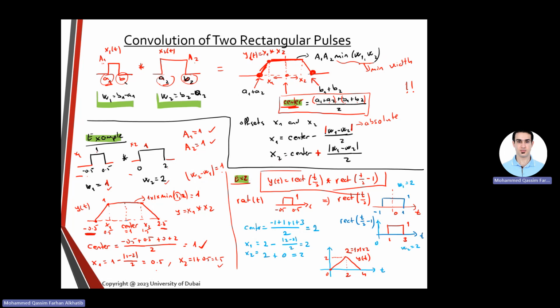And for the other variable, x2, the distance is exactly the same, but here you subtract and here you add. Now the amplitude is going to be A1 times A2, the amplitude of the first pulse times the amplitude of the second pulse, times the minimum of the widths. This is the first width, this is the second width, you find the minimum, and then you do the multiplication.